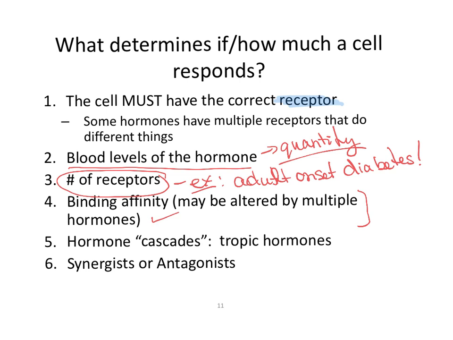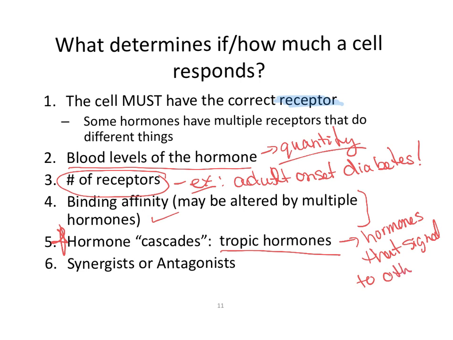We also have these things where we can have a hormone cascade. This is going to be super important, and this uses a concept called tropic hormones, and what that means is it's hormones that signal to other endocrine glands. And this is a really important concept for us.